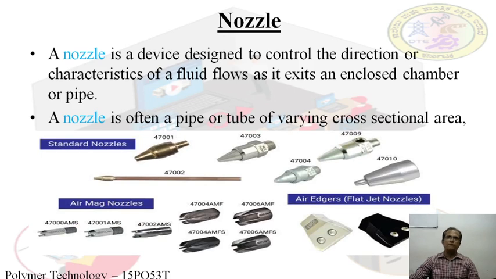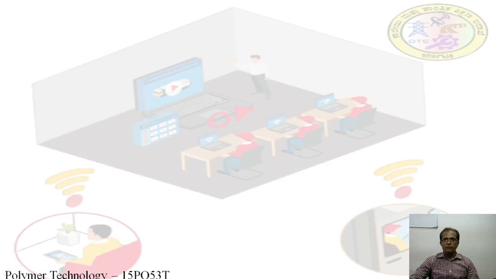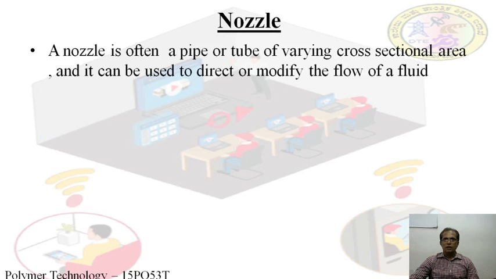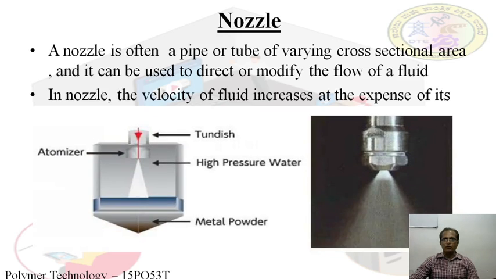There are different types of nozzles available. Standard nozzles, in most of the cases, for most of the material we make use, and some specially designed nozzles we make use for special type of raw materials. Nozzle is often a pipe or tube of varying cross-sectional area, which can be used to direct or modify the flow of fluid.